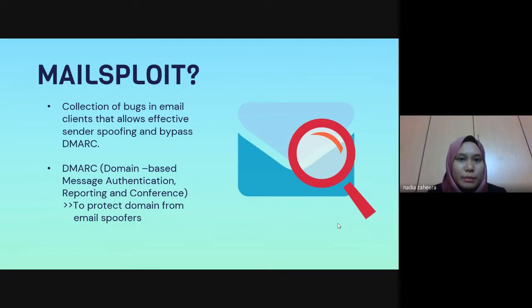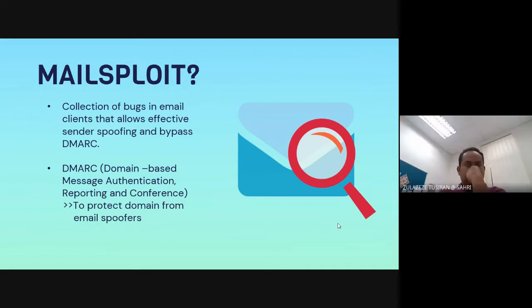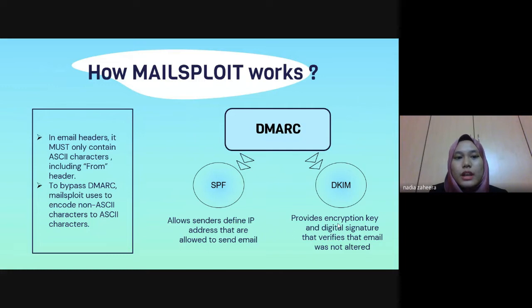These are the key terms: effective sender spoofing and bypass DMARC. But what is DMARC? DMARC stands for Domain-Based Message Authentication, Reporting, and Conformance. This is to protect domains from email spoofers. It detects forged sender emails, fake emails in simple terms, during delivery. So DMARC is an email authentication protocol.